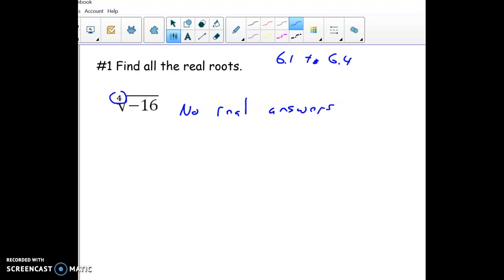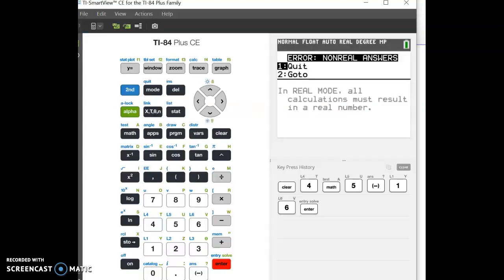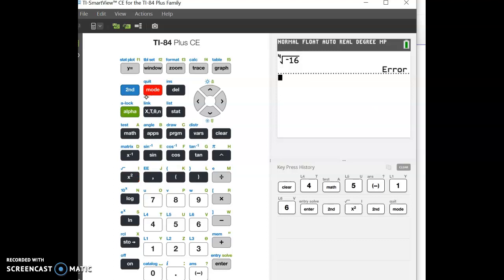All right, let's try one more. Okay, again, I'm going to go to my calculator. I'm going to do my square root key right here. Oops, I got to quit first. I'm going to do square root of, what was it, 0.36, I think.